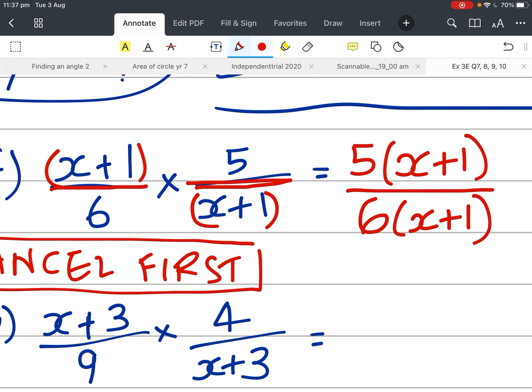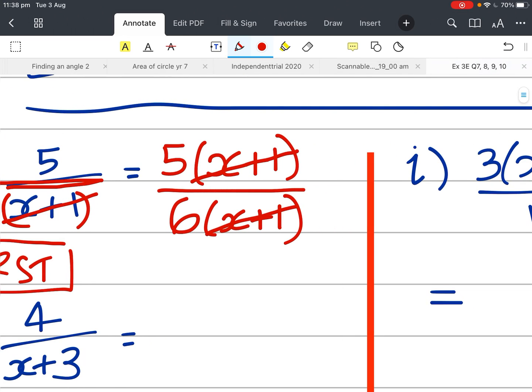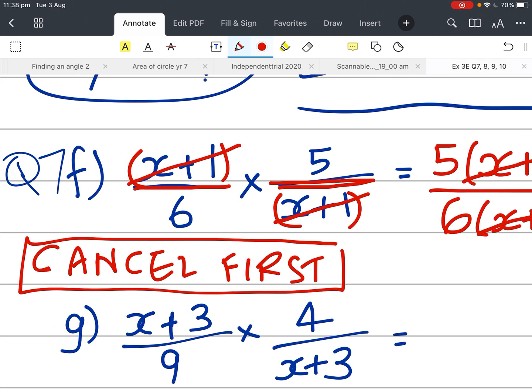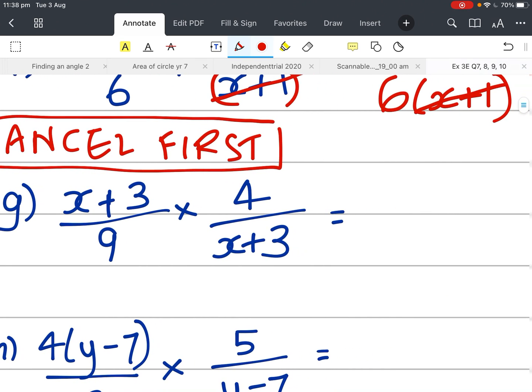All right? Now what you do, either do the blue section and go, right, there's an x plus 1 on the top, there's an x plus 1 on the bottom, or you go to your red section and you go, oh, there's an x plus 1 on the top, there's an x plus 1 on the bottom. Either way, you get the answer of 5 over 6. Okay? Right, let's try the next one. Question G. I'm going to give you a second to do that, so can you pause the video and I'll give you a minute to have a go.